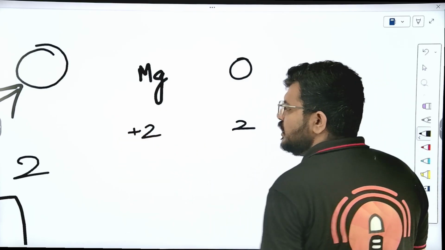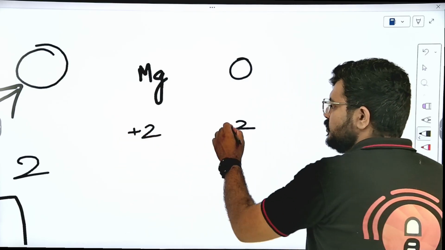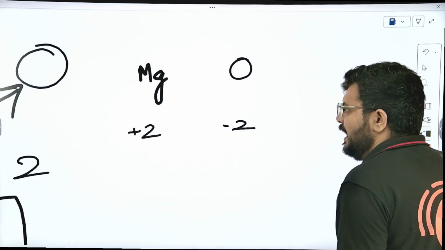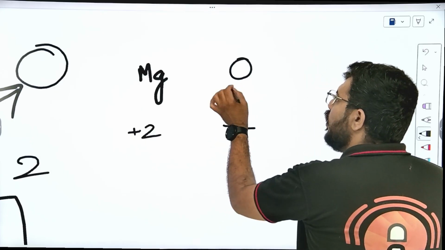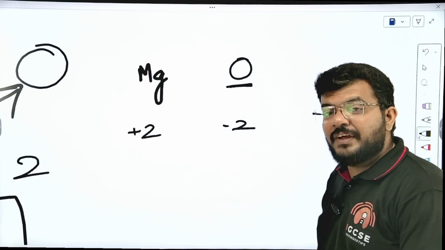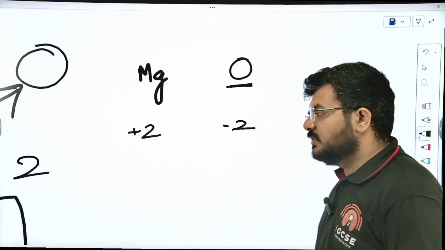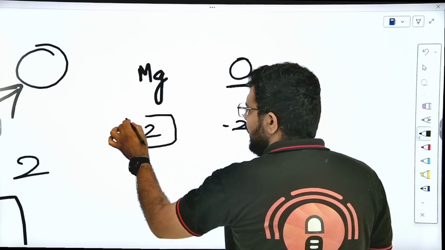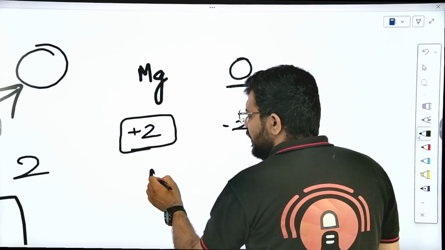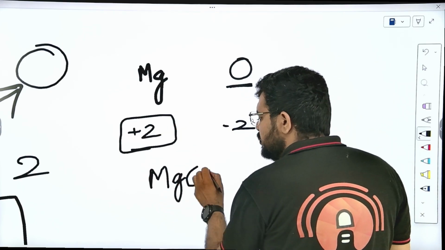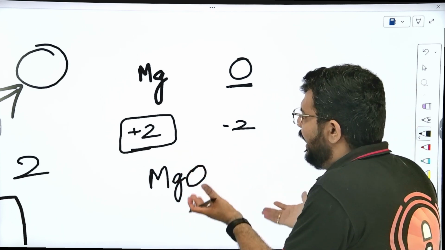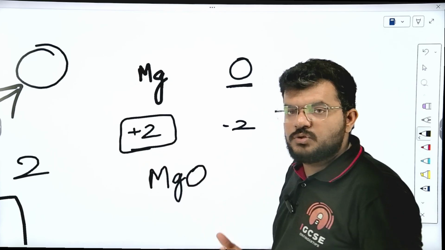Now, because this loses 2 electrons, it is plus 2. Because this gains 2 electrons, it is minus 2. Now, how many oxygen are required to make a compound where the compound is neutrally charged? If this has a plus 2 charge, only one oxygen is required for each magnesium. So, I can write the formula is MgO. Every time you need to think about what can achieve a balance over here.